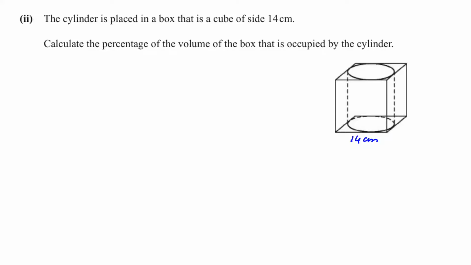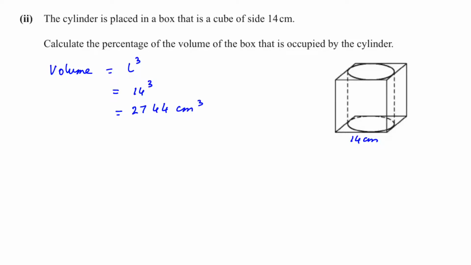Volume of the cube can be found using the formula side cubed. So the length is 14. We will cube it to get the volume of the cube. And we will get 2744 cubic centimeter. This is the volume of the cube.